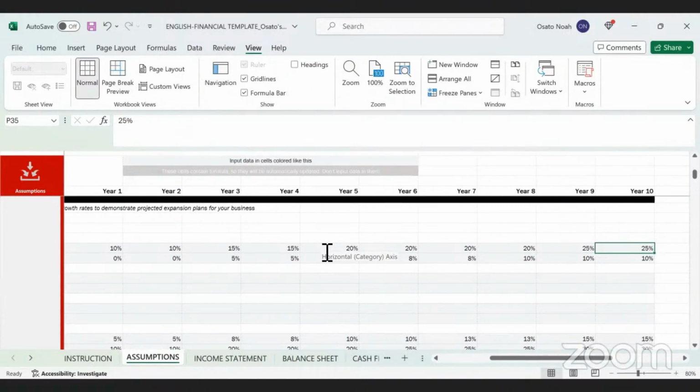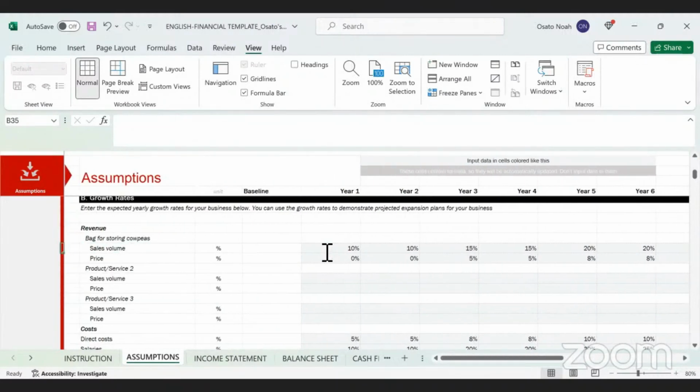So we would have increased our sales volume because in the first year, 10%. So for every 10 people that buy from us, one additional person comes. Then subsequently, from year 5, for every 10 people that buy from us, two additional people come through referral or through whatever means. And then by year 10, we would have increased our sales volume by a quarter, which is 25%.